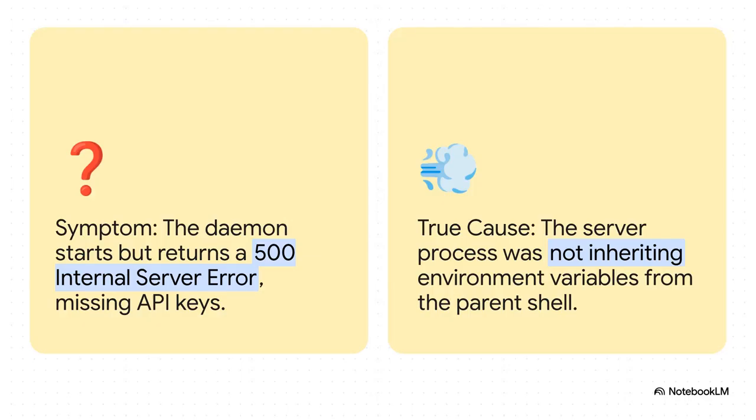Okay, we're so close I can taste it. The daemon is up, we can hit it with our new Python script, and we get a 500 internal server error. The logs are all screaming about missing API keys. But wait, you exported those keys in your terminal. So what's going on? Well, it turns out the background process wasn't inheriting any of the environment variables from the shell that launched it. It was like it was born in a total vacuum, completely clueless about those keys.